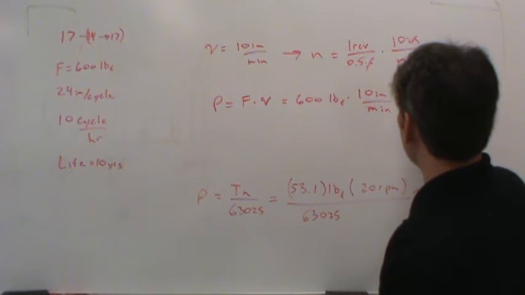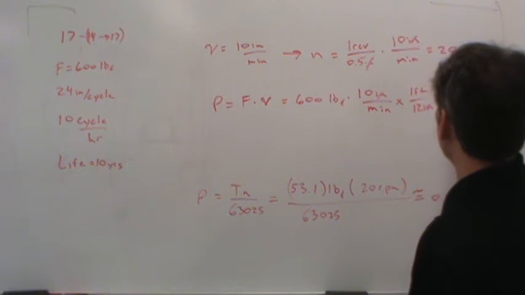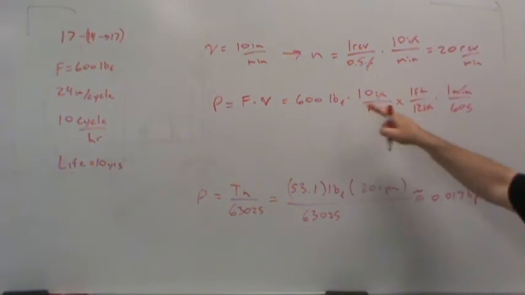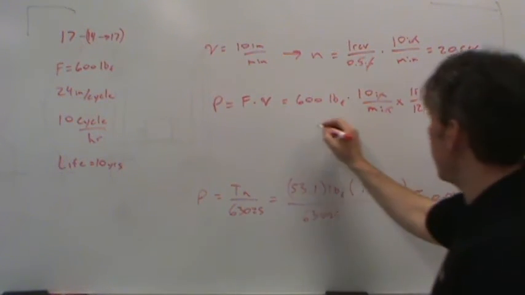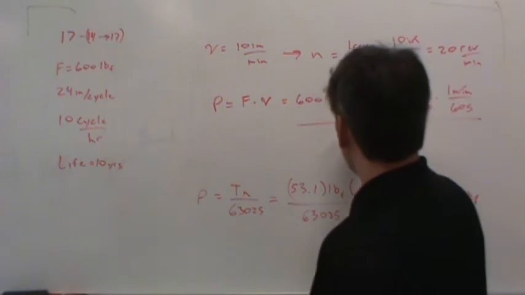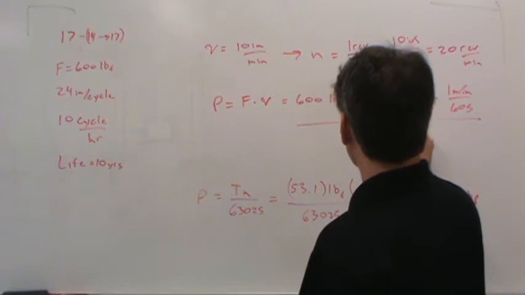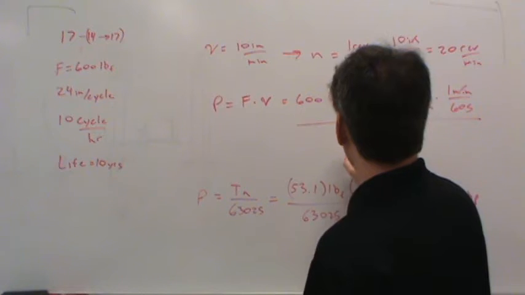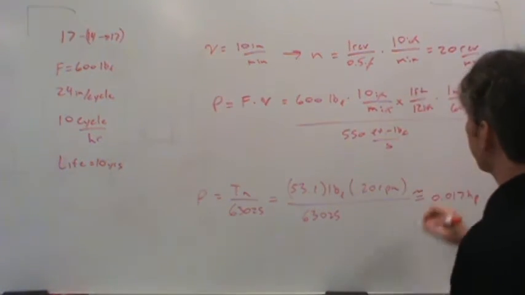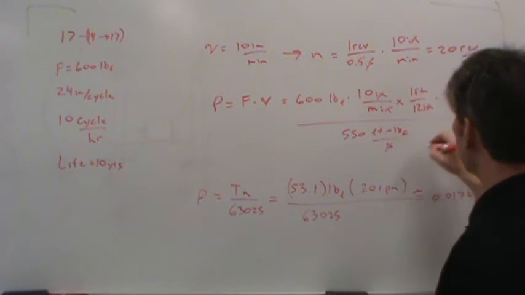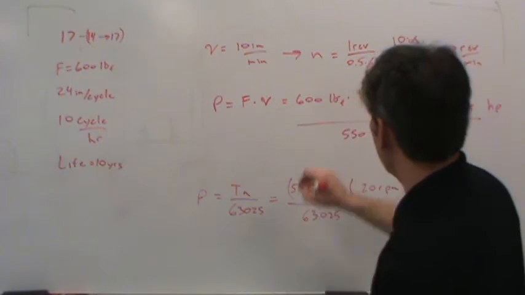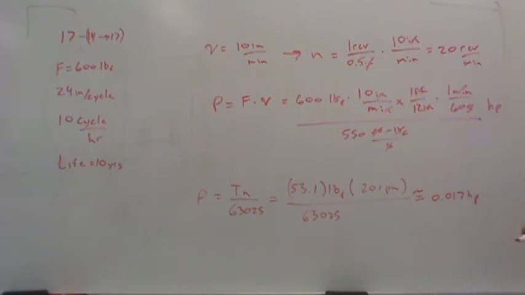There's 1 foot per 12 inches, and there is 1 minute per 60 seconds. Now what we have is foot-pounds force per second. You guys should have this committed to memory. There are 550 foot-pounds force per second for each horsepower. So the seconds, the foot-pounds force, and the feet are all gone. We're left with horsepower. So grab your calculator and plug in these numbers.